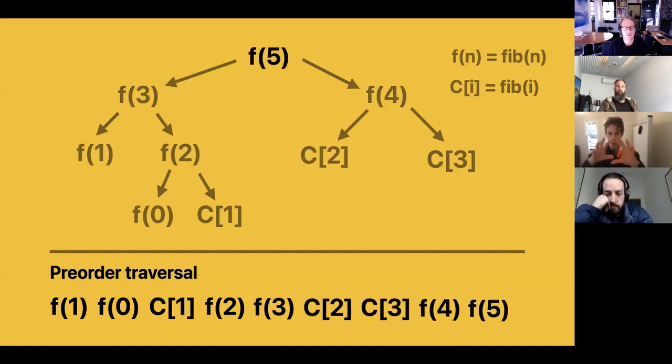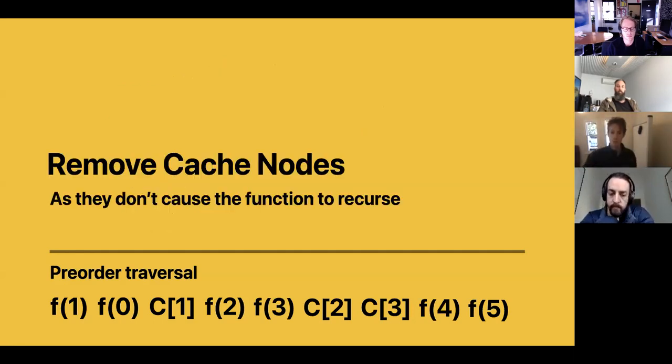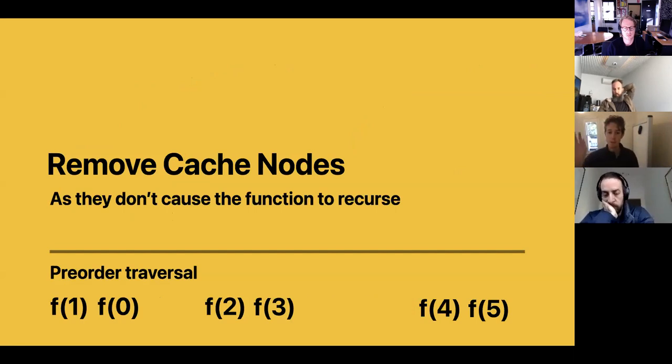And so that's the order in which f of 5 is computed, by first calling f of 1, then f of 0, then looking at cache of 1, looking at f of 2. But the beauty of this is that we can actually remove the cache nodes because we know they can't cause recursion, because we're just looking them up as a value in a map. We're saying, give me the value for 1. We know it's already been computed, so we can remove them.